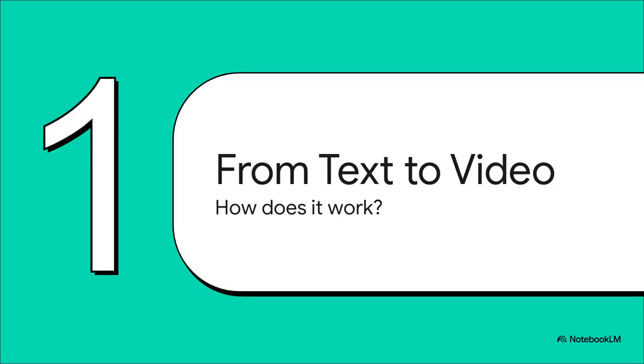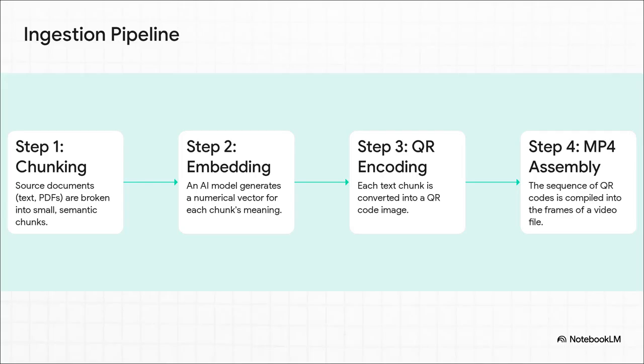So the big question is, how on earth does this actually work? Going from a bunch of text documents to a searchable video file sounds like some kind of tech magic, but it's actually a really clever four-step process. Let's walk through it. Step one is pretty standard stuff if you've worked with AI. It takes your source documents, text, PDFs, you name it, and breaks them into small, meaningful chunks. Step two, an AI model generates a vector embedding for each of those chunks. That's just a string of numbers that captures the meaning of the text.